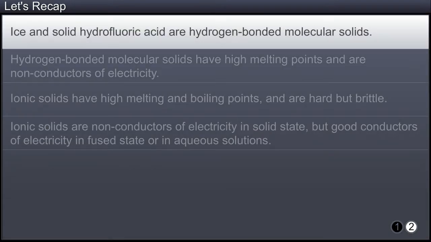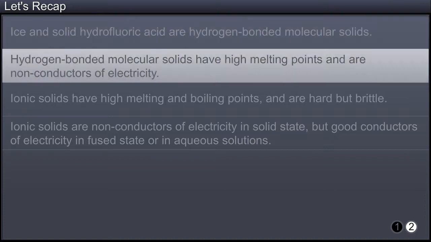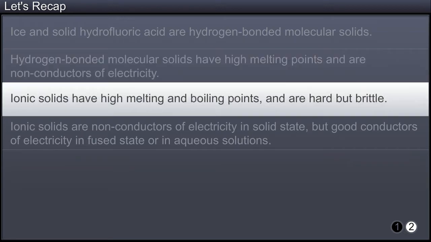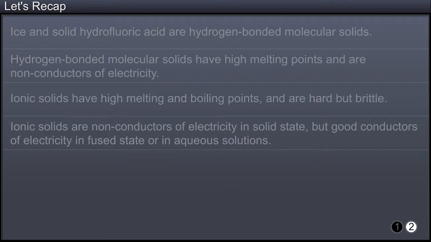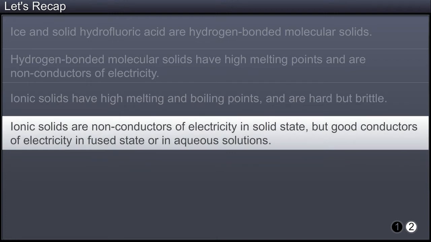Ice and solid hydrofluoric acid are hydrogen-bonded molecular solids. Hydrogen-bonded molecular solids have high melting points and are non-conductors of electricity. Ionic solids have high melting and boiling points and are hard but brittle. Ionic solids are non-conductors of electricity in solid state, but good conductors of electricity in fused state or in aqueous solutions.